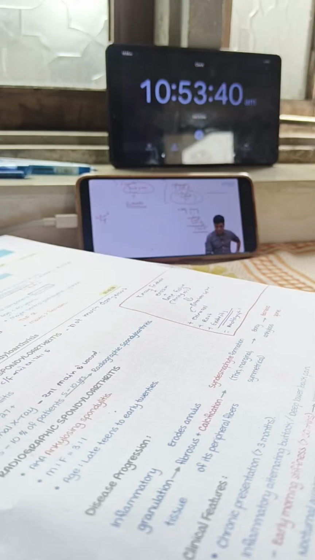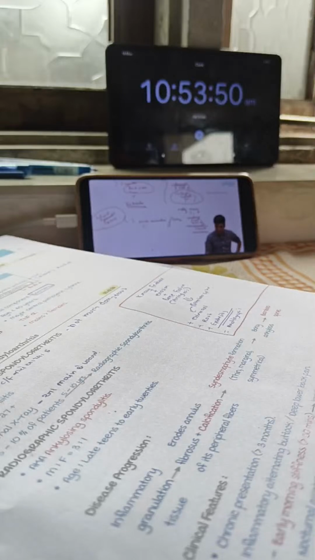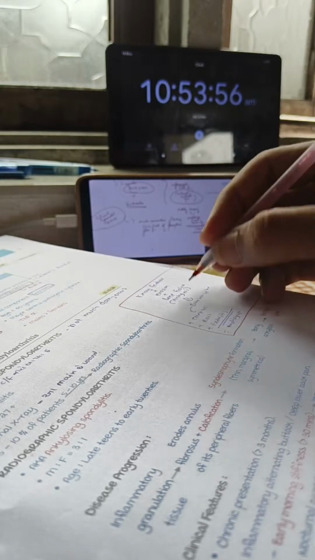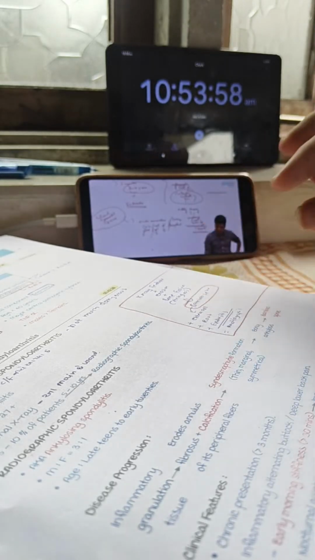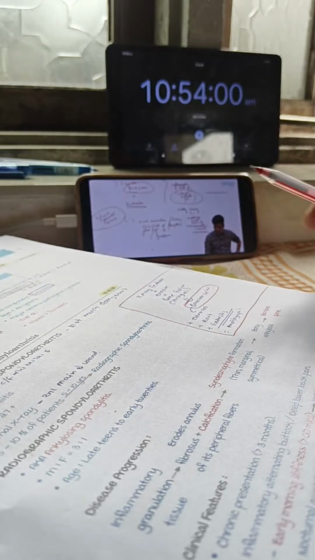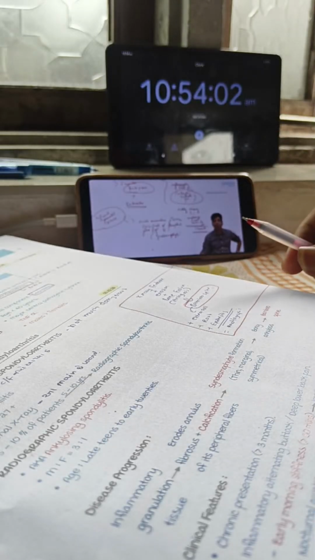The inflammatory granulation tissue is what we are having. This inflammatory granulation tissue is going to erode your annulus fibrosus. So the annulus fibrosus is the one that is getting affected here. And it is also going to cause calcification of the peripheral fibers of the annulus fibrosus. This calcification of the peripheral fibers of the annulus fibrosus is what we call a syndesmophyte. Very, very important.